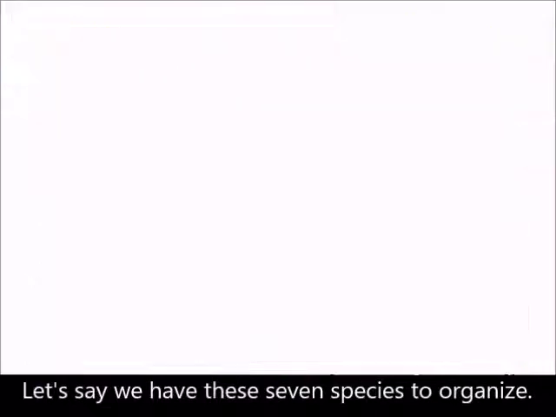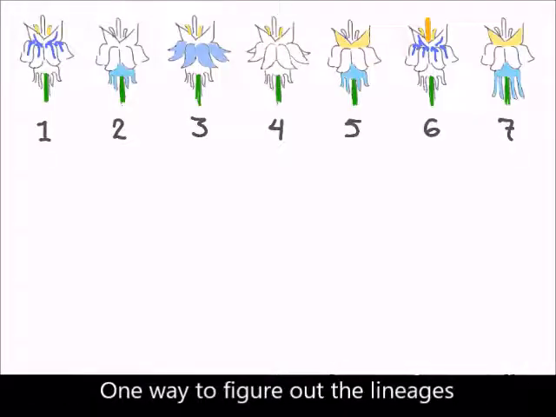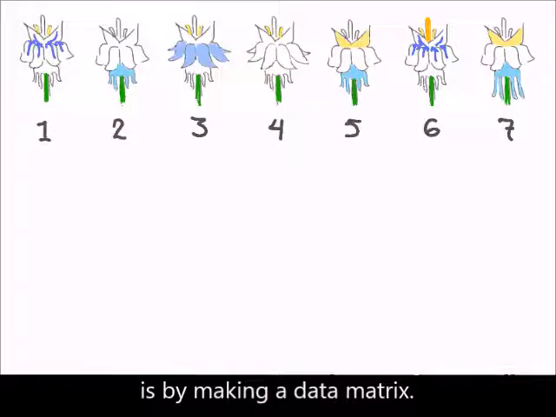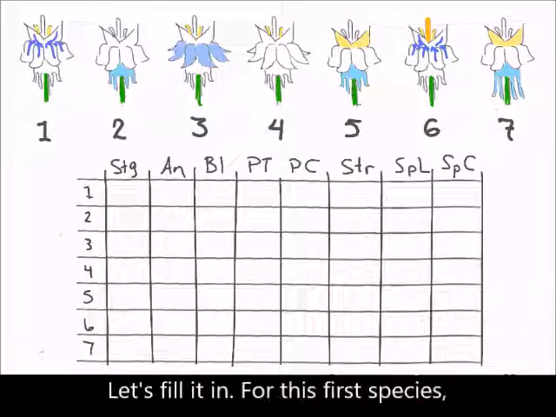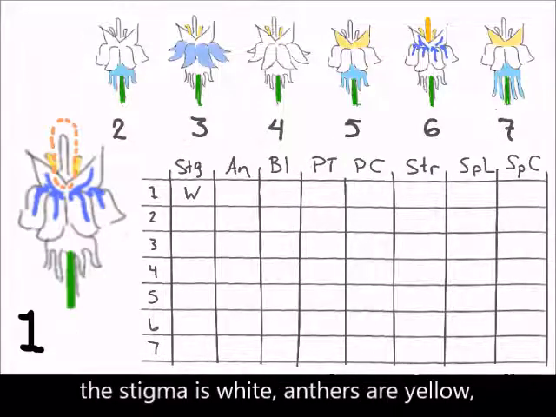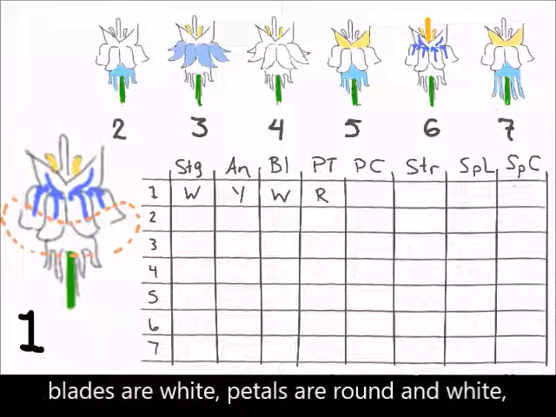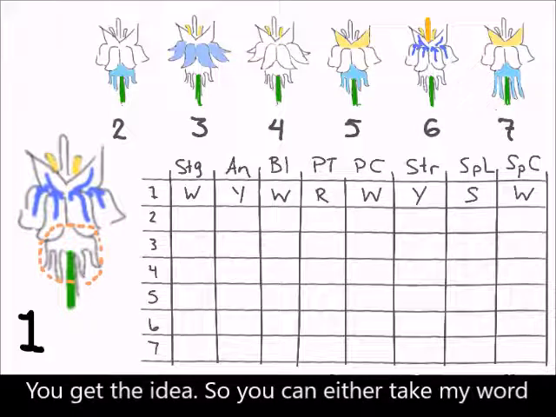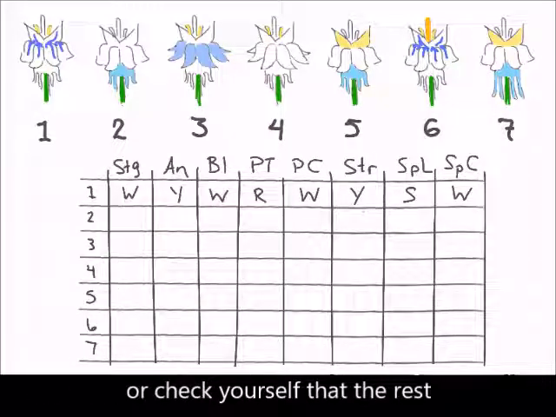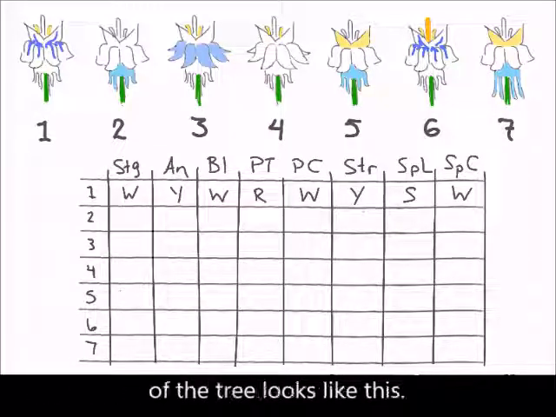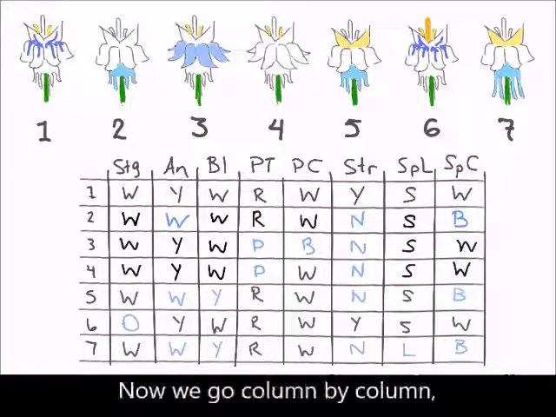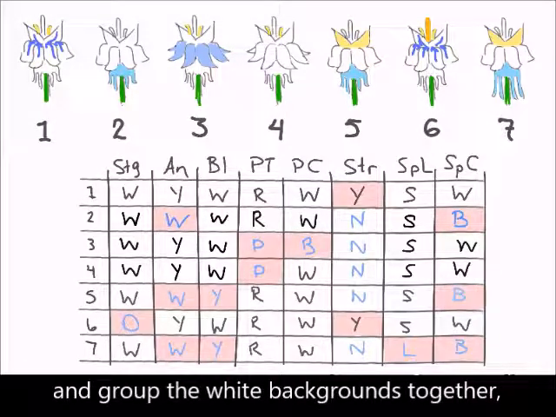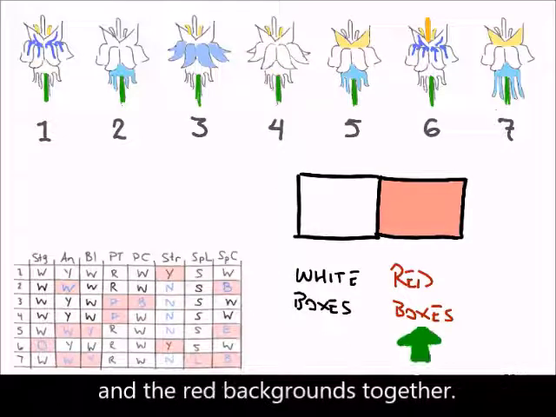Let's say we have these 7 species to organize. One way to figure out the lineages is by making a data matrix. Let's fill it in. For this first species, the stigma is white, anthers are yellow, blades are white, petals are round and white, it has stripes, and the spurs are short and white. You get the idea. So you can either take my word or check yourself that the rest of the table looks like this.